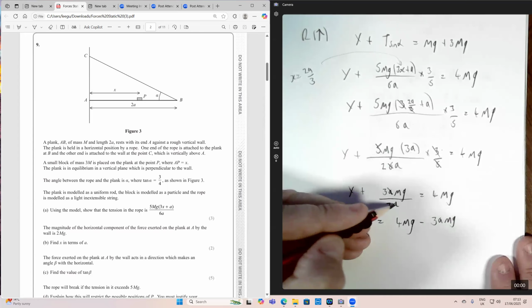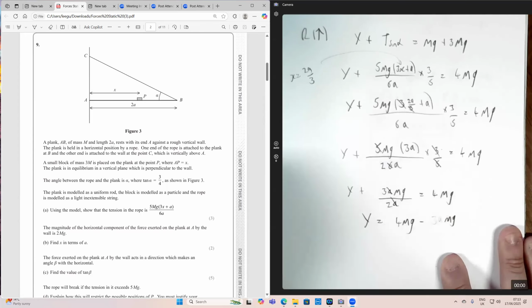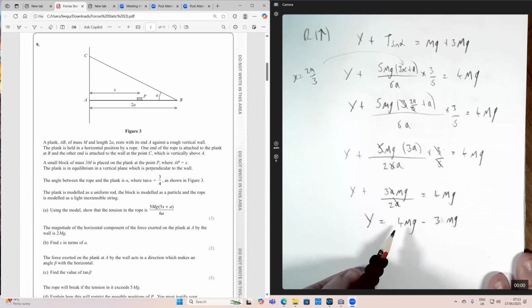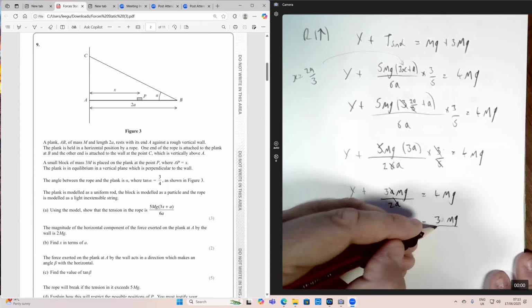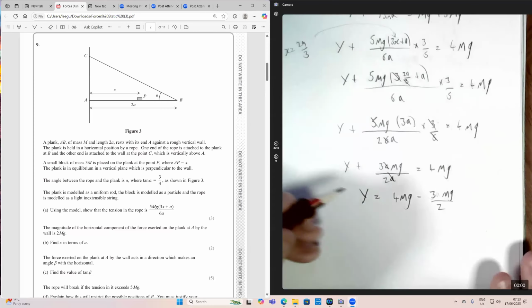The a's can cancel there. So that's quite useful, actually. We can cancel that a out. That's good. So we now have 4mg minus 3 over 2mg. So let's work that out.